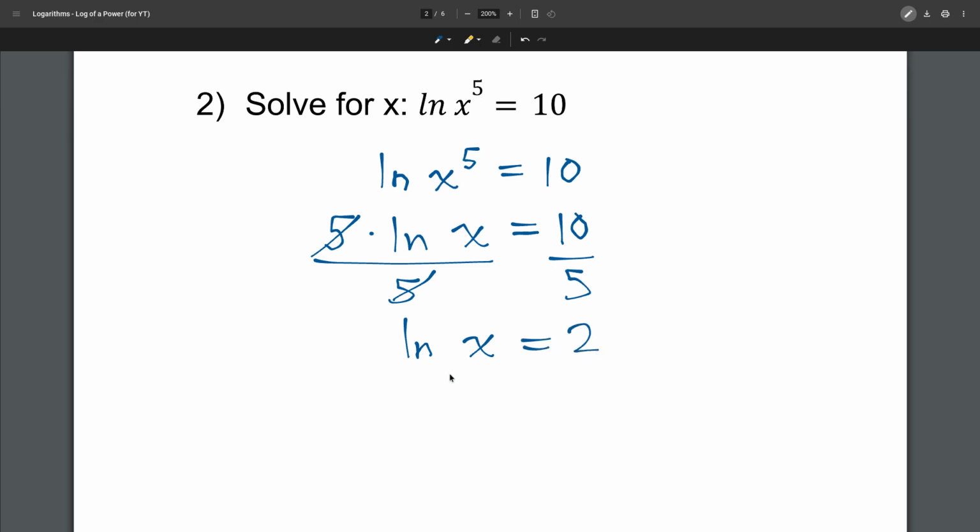Now with the natural log, the base is e. So when we write this as an exponential equation, we can write it as e squared equals x. Now you can do this out in a calculator, but this is the most exact version. E is an irrational number, meaning it has a decimal that's non-terminating and non-repeating. So I would just leave x equal to e squared.